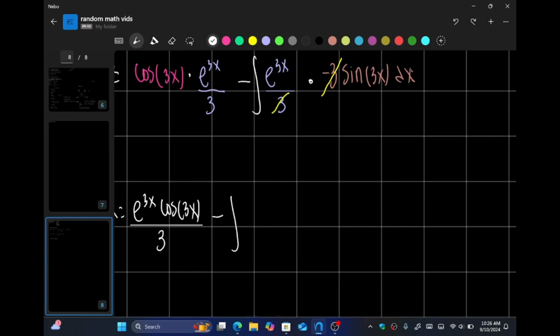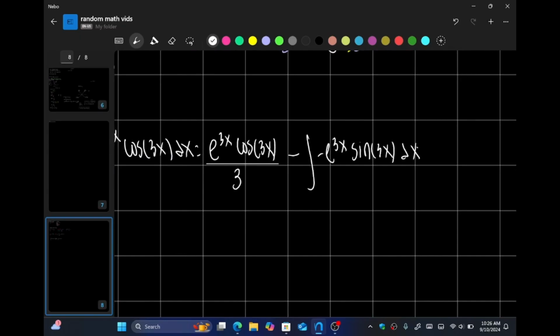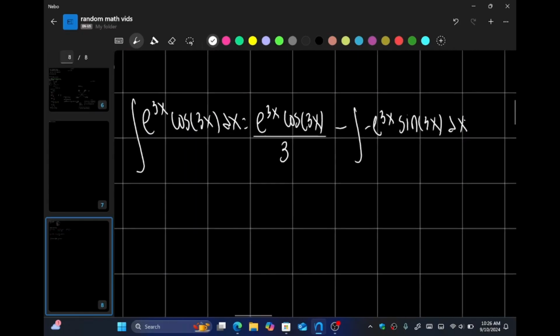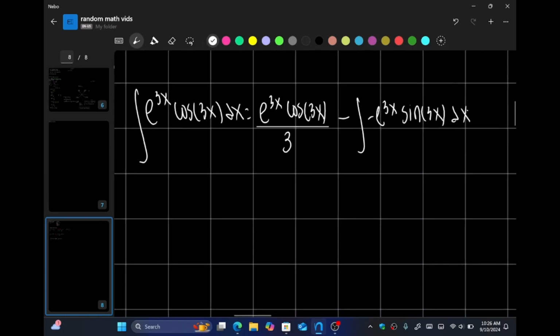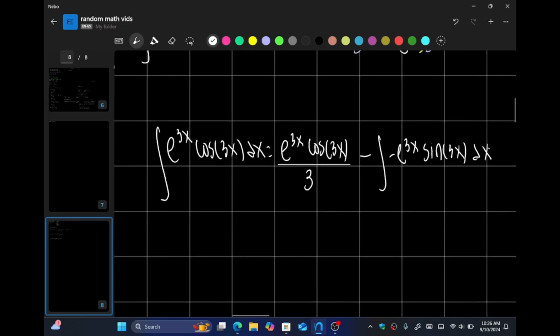This is minus integral of negative e to the 3x sine of 3x dx, okay? So you want to be very careful with that sign, okay? And then since there's a negative of a negative integral, you're going to turn it to positive, okay? So just know that negative of the integral of negative a dA is equal to the integral of a dA. Just know that, guys.